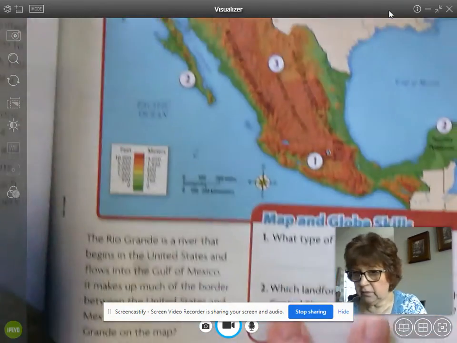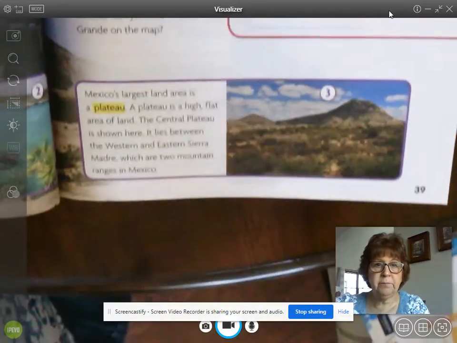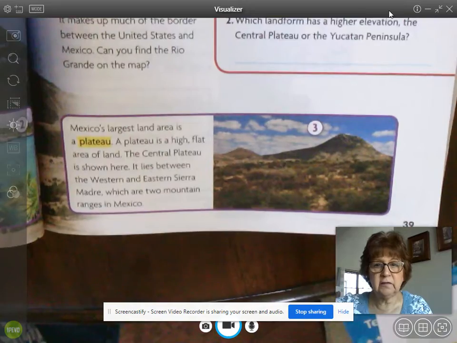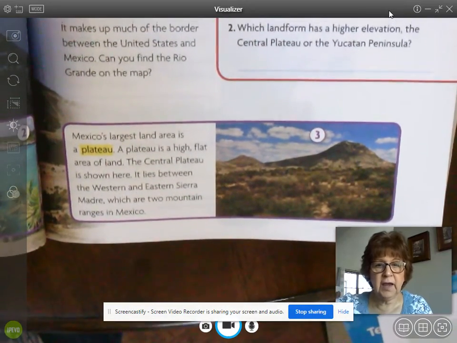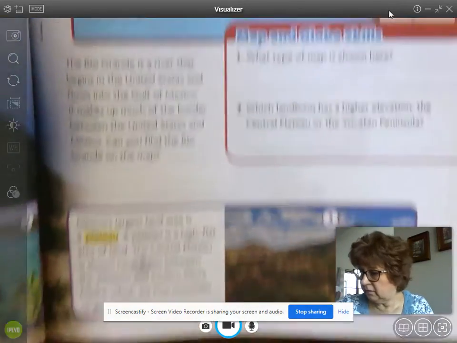Sidebars. And they're down here at the bottom. So let me see if I can get this camera down there. Okay. So this is in addition to the main text. So there's a picture and some information there. All right. Sidebar.